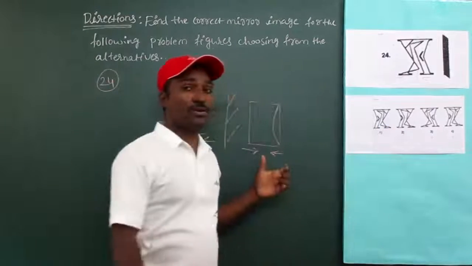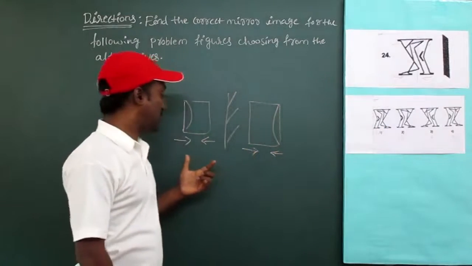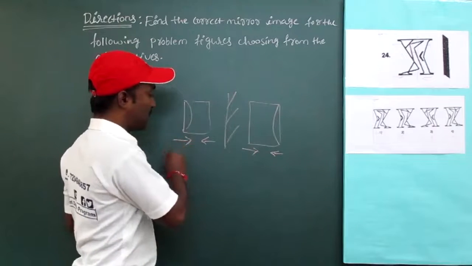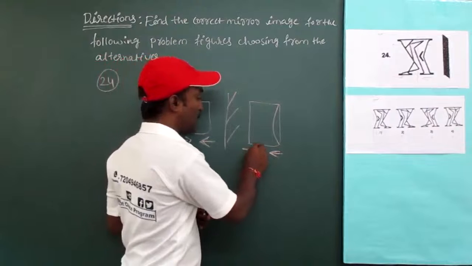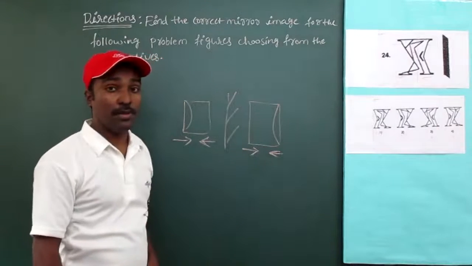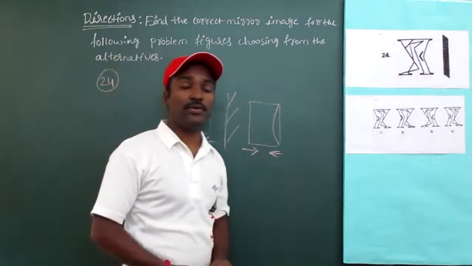So this is how we solve this example, by using the technique that the beginning part will become the ending part and the ending part will become the beginning part in the mirror image. Okay friends, now I will move to the next problem.